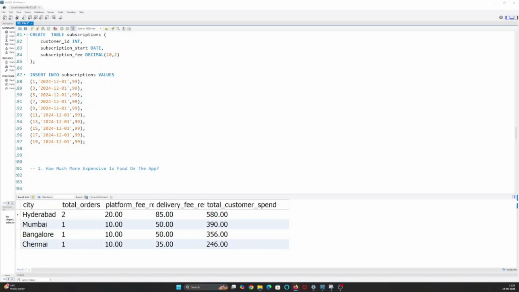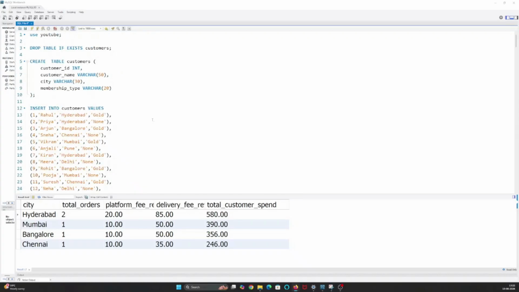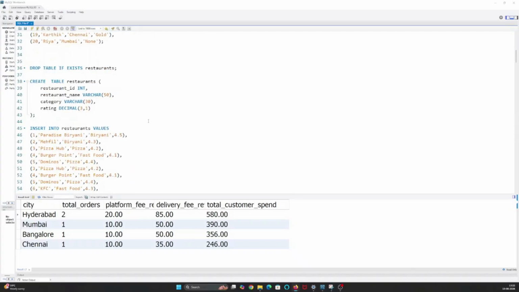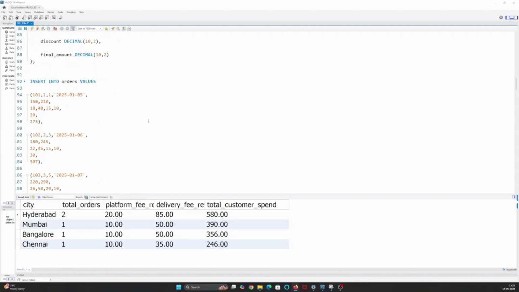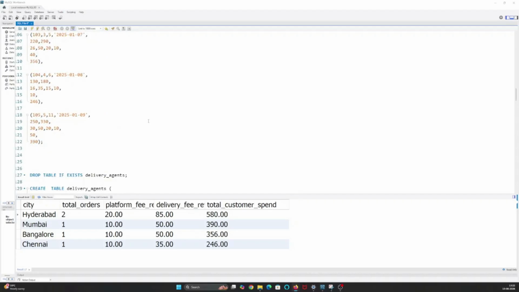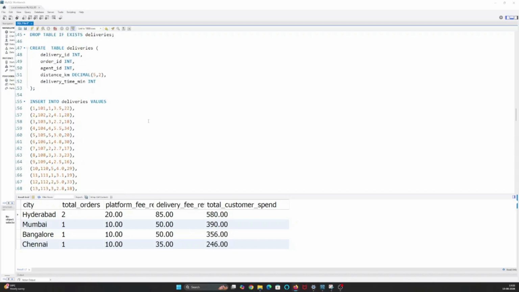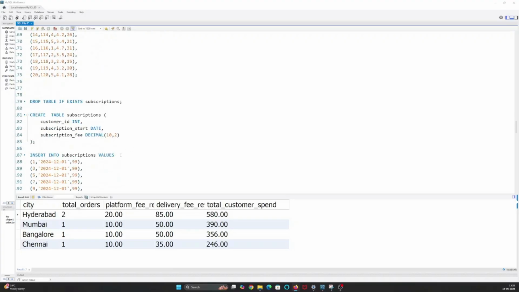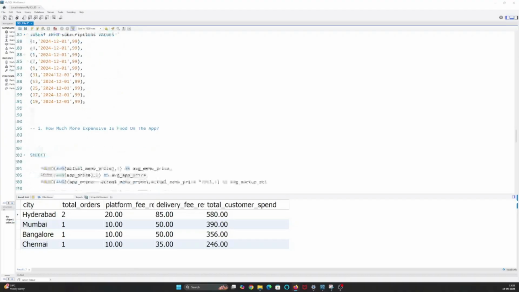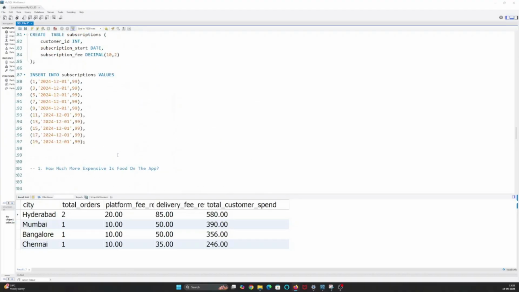Today's project is something every one of us can relate to: food delivery inflation. Let's use SQL to uncover the truth. We have three tables: customers table, restaurants table, orders table. The orders table contains actual menu price, app price, GST, delivery fee, platform fee, discounts, final amount paid. This allows us to calculate the hidden inflation happening between the restaurant menu and your final bill.